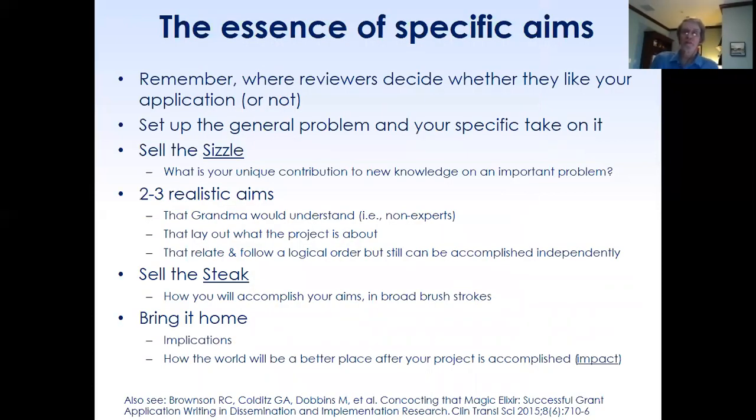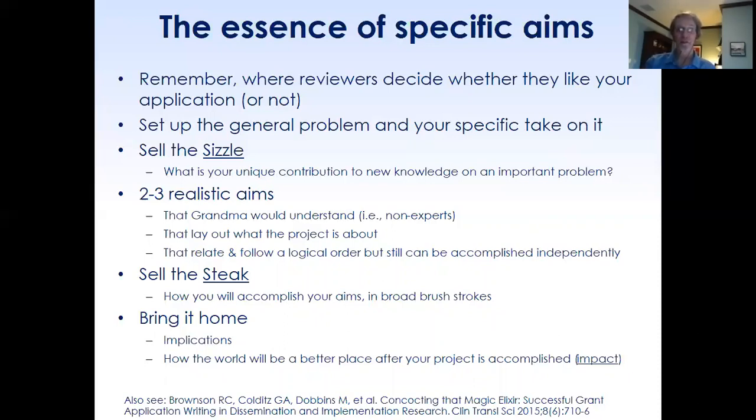So here's a little bit more of a backdrop. Here's something about the essence of an aims page. Remember, as I said before, this is where they're going to make that initial decision. We talk about the sizzle and the steak. We're trying to size up the general problem. We're trying to identify the idea, the gap in the literature that you're trying to fill. You're going to answer that by setting up a set of activities around 2 to 3 realistic aims. We like to say things your mother or grandmother would understand. That is, non-experts. So that's maybe a little too simple, but you get the idea.